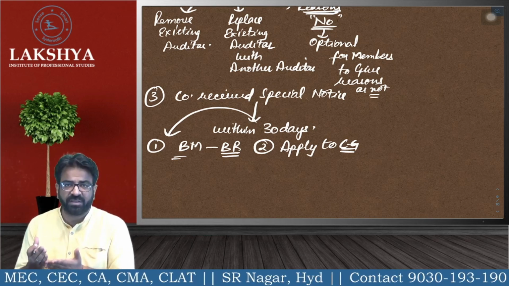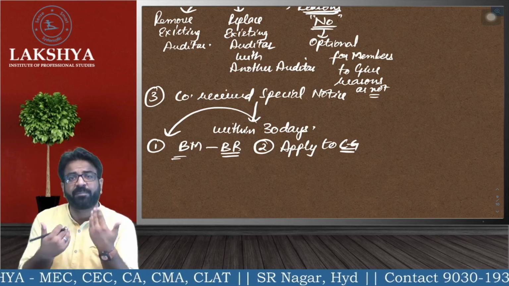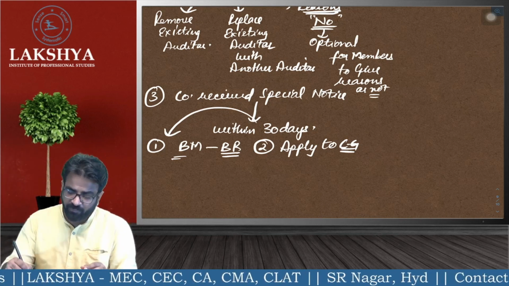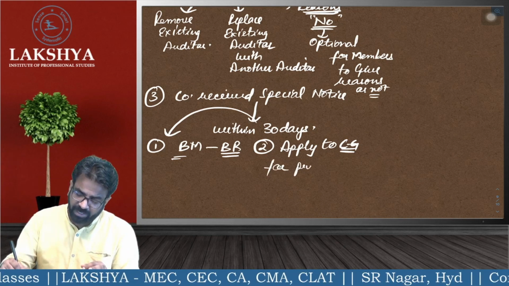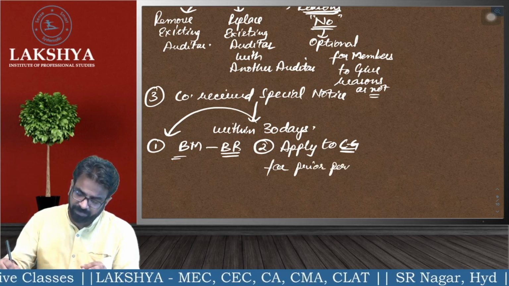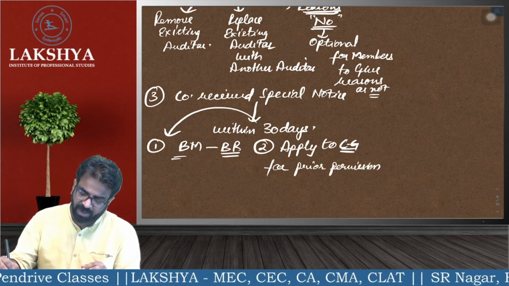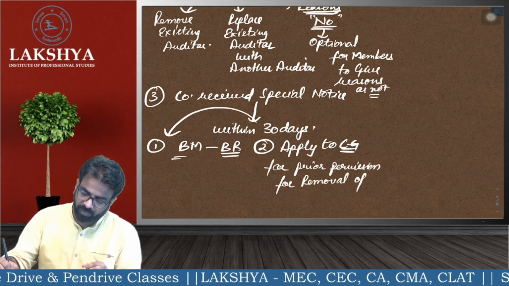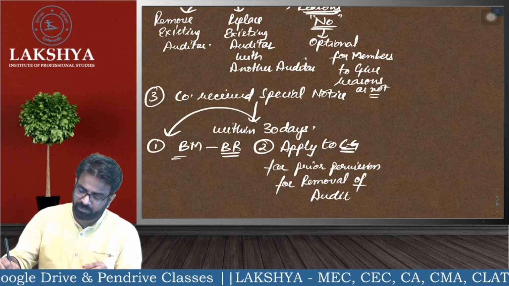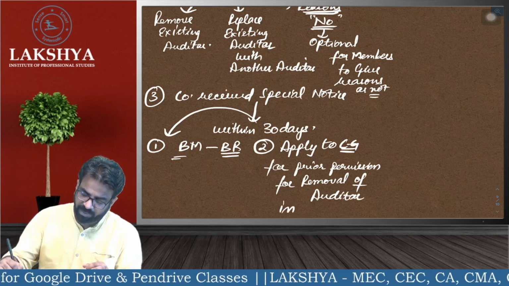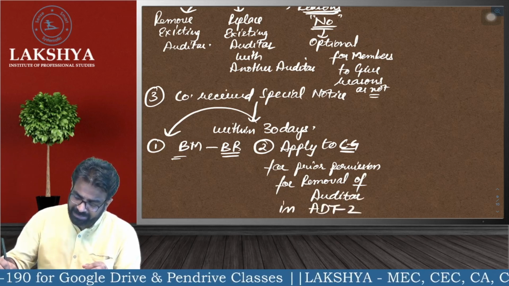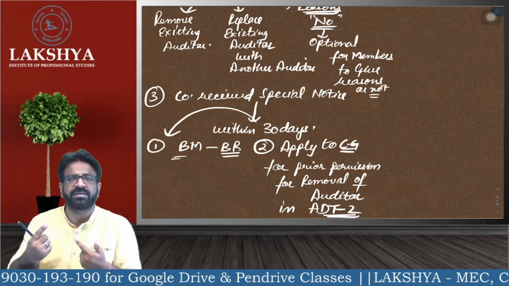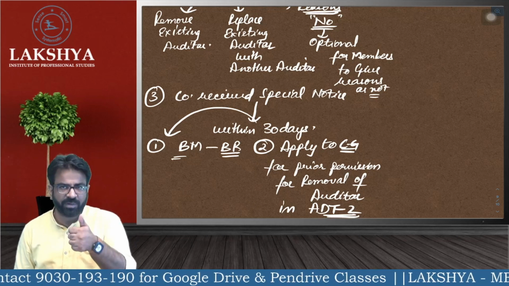One of the procedural things is you need to take prior permission of whom? So the company has to apply to the central government for what? For prior permission. The company has to apply to the central government for prior permission for removal of auditor, in form number ADT2. What is the form number? ADT2.